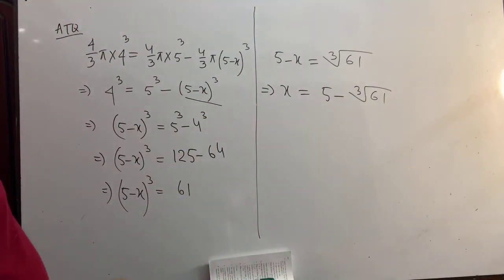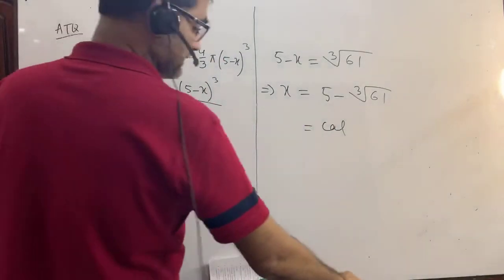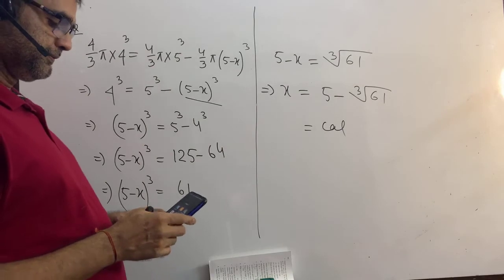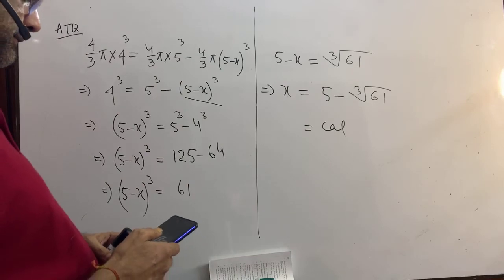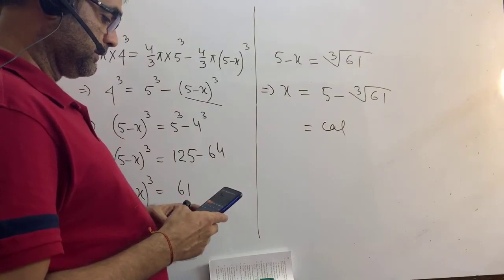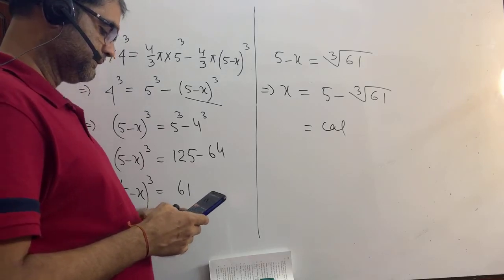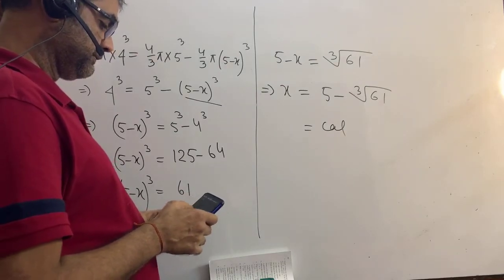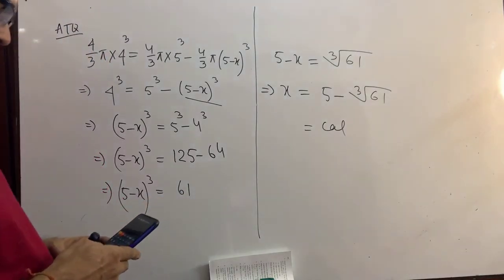Okay, now you please use the calculator. Use the calculator, perhaps you will get the answer here. Five minus, okay, I'm not getting it here in this. Okay, you do it by yourself. Calculate it.